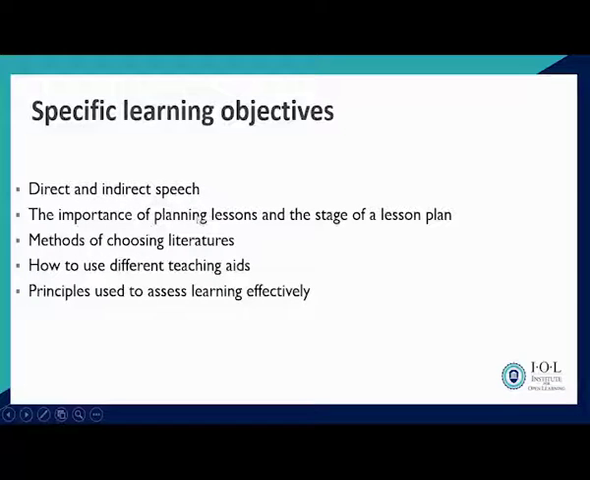The importance of planning a lesson. Why do we need to plan our lesson? Every day that we go to class, we have our lesson. What is the benefit of that? So that is all about. We talked about the method of choosing literature, how to use different teaching aids. There are teaching aids that will be listed.